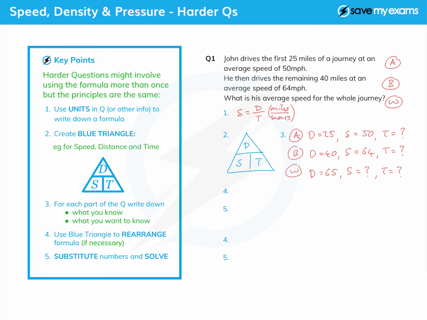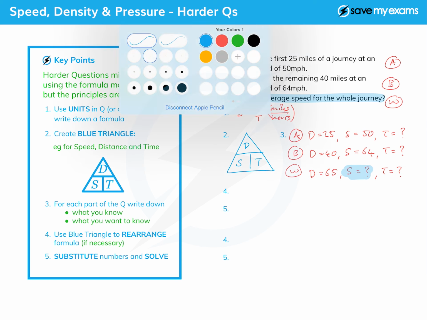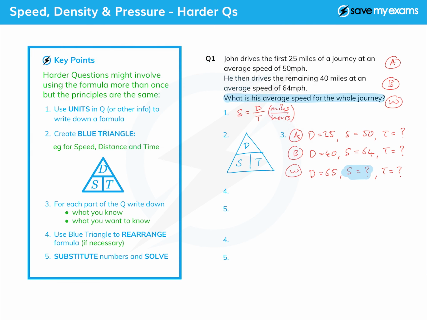But the question is asking us to find the average speed for the whole journey, for W. So that is what we're working towards. And clearly, if we're going to find the speed, we need to know the distance, which we do, and the time, which we don't. But of course, we can find the time for the other two, for A and B, and if we add those together, we will get the time for the whole journey. So let's do that. Let's work with A and B first.